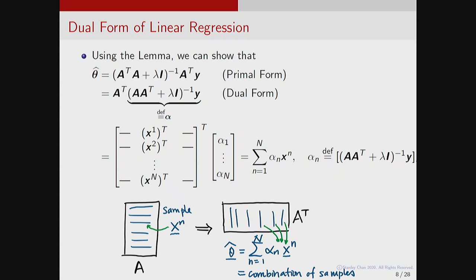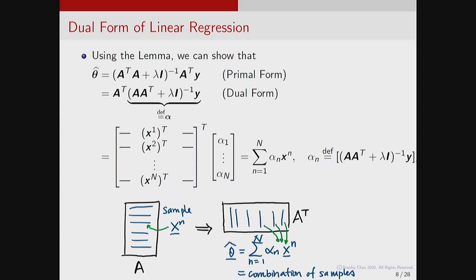Now, at this point, you may ask, then what is alpha n? Well, alpha n is just the nth element of this vector, and you can calculate this vector, which is this inverse times y. So I'm showing you here that this is alpha n. The nth element is the nth element of this vector, AA transpose plus lambda I inverse y. That is the alpha n's.